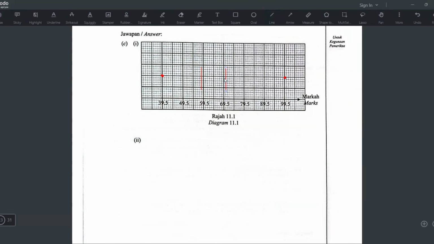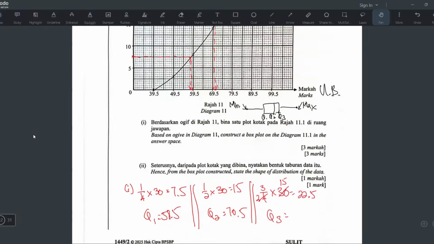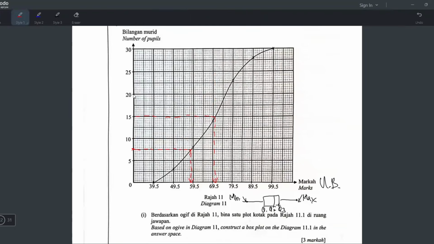Okay, I think it looks good. Now we continue with Q3, the last one. Q3 is the third quartile, and you have to do 3/4 times total frequency. So what do you get here? 30 divided by 4 is 15/2, and then 45 divided by 2 is 22.5. So your Q3 equals 22.5, which is the middle of 20 and 25. Just do a dotted line like just now, and when you touch the graph, that's where you draw down.